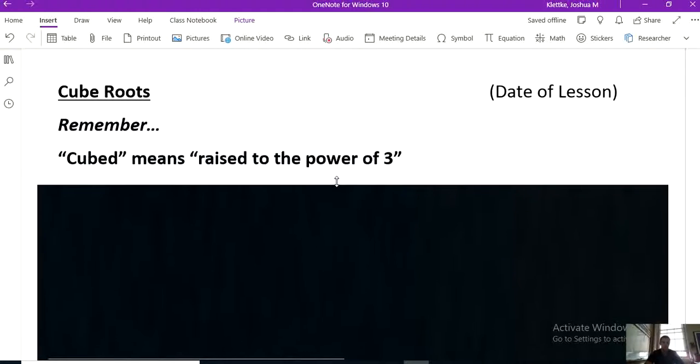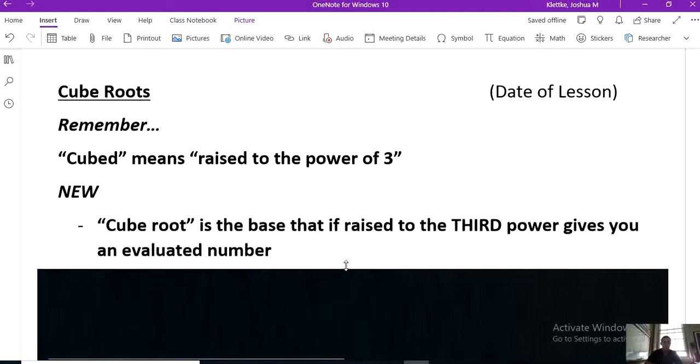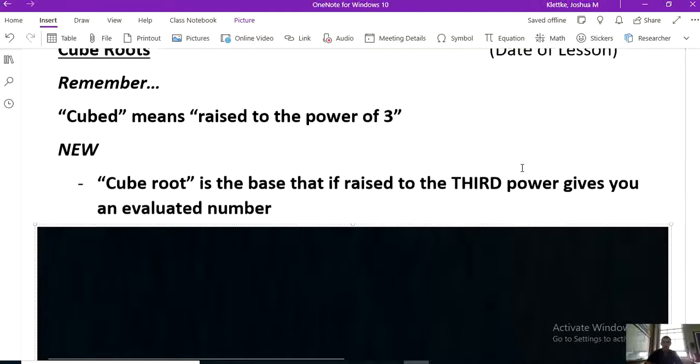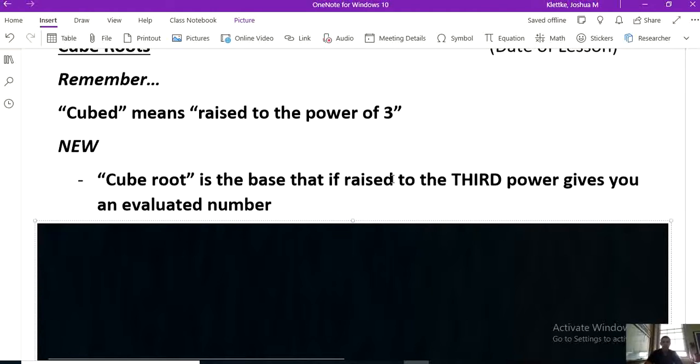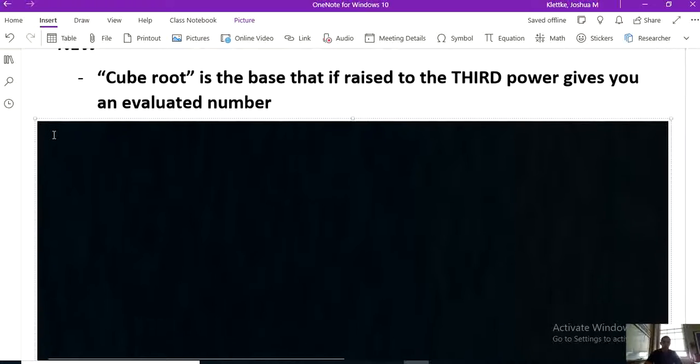First thing we want to remember, cubed. Cubed means raised to the power of 3. So that might start to tell you what cube roots might mean. If you couldn't guess, here it is. Cube root is asking for the base that, if raised to the 3rd power, gives you an evaluated number. Yesterday, with square roots, it was the 2nd. Cube roots is asking for the base raised to the 3rd power.